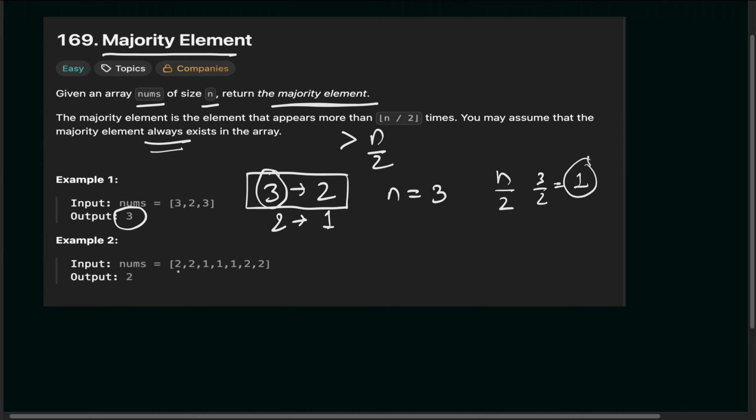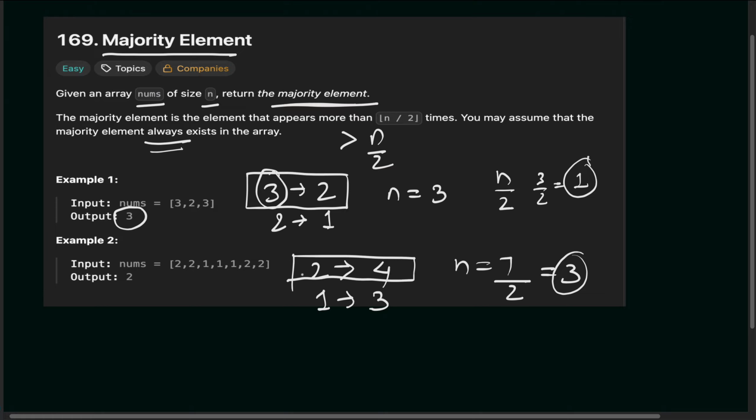Let's take another example. How many times is 2 coming? 2, 3, 4. So 4 times 2 is coming. How many times is 1 coming? 1 is coming 3 times, right? And the number of elements is 1, 2, 3, 4, 5, 6, 7, so n is 7 here. So 7 by 2 is nothing but 3. If an element is coming more than 3 times, then that element is a majority element. Here 2 is coming 4 times, so the majority element is 2.